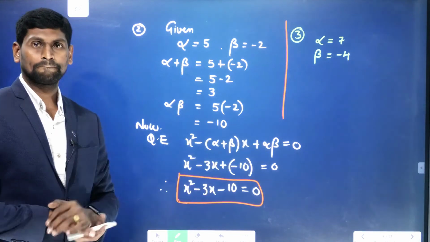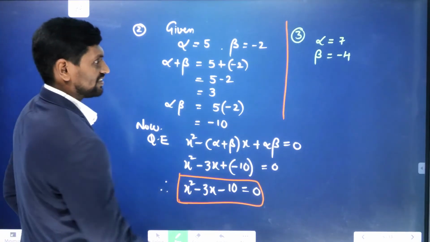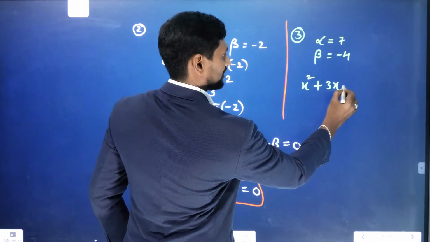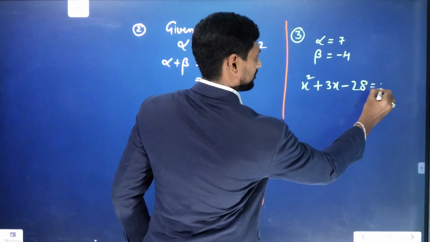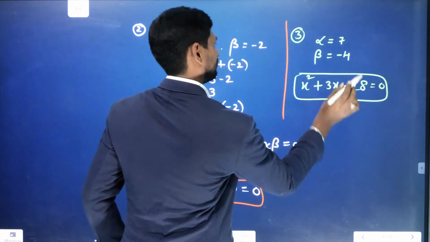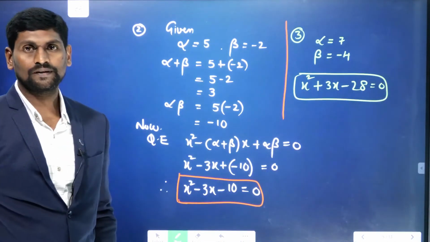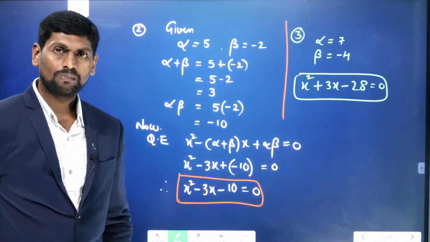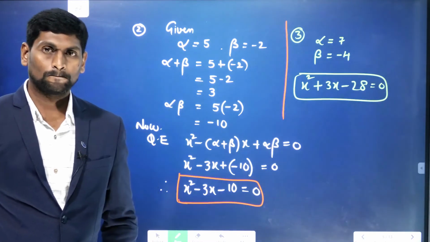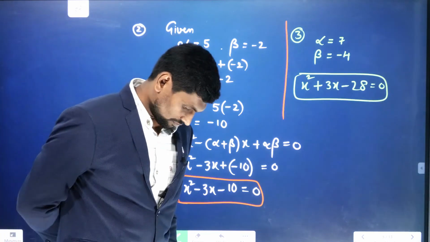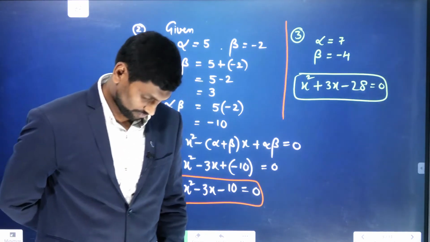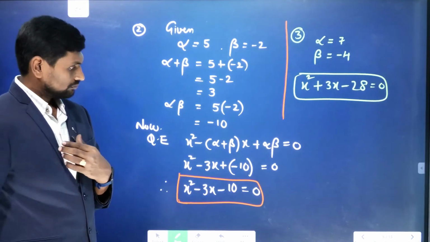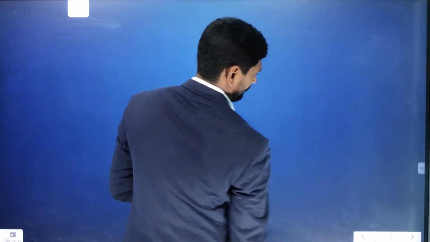Completed? The answer is x square plus 3x minus 28 equal to 0. It should come like that. Okay? Next.